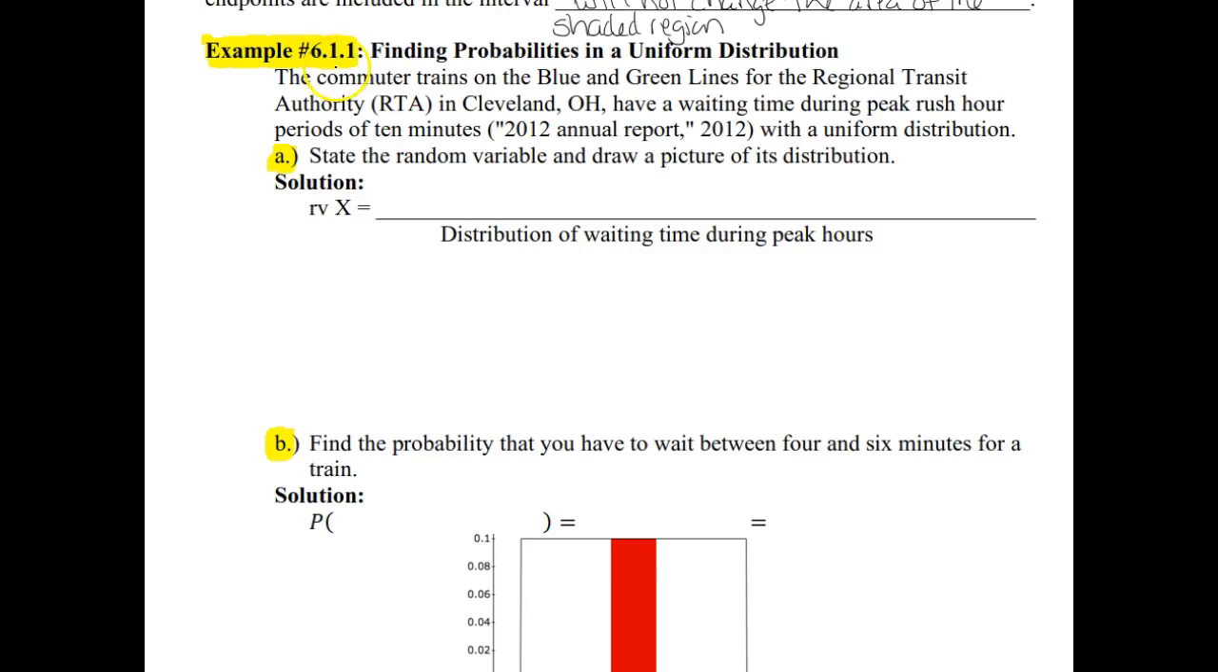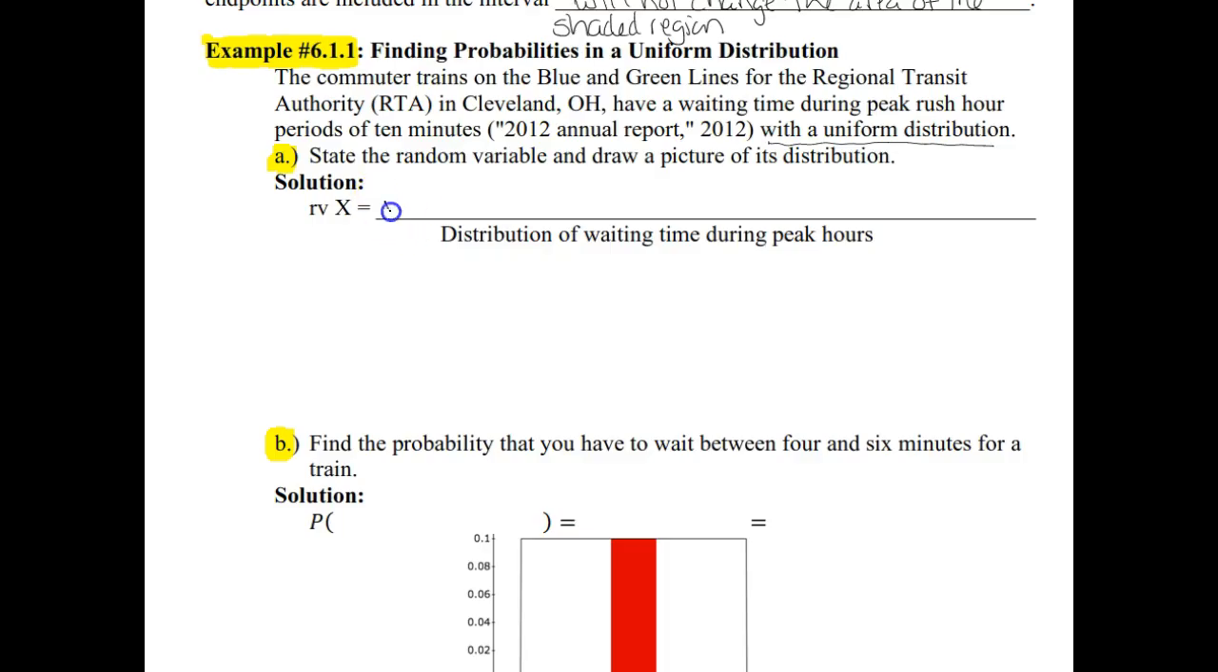So example 6.1.1, finding probabilities in a uniform distribution. Again, we're going to come back to this example where the commuter trains on the blue and green lines for the Regional Transit Authority in Cleveland, Ohio have a waiting time during peak rush hour periods of 10 minutes. And again, we're going to assume that that has a uniform distribution. Part A says to state the random variable and draw a picture of its distribution.